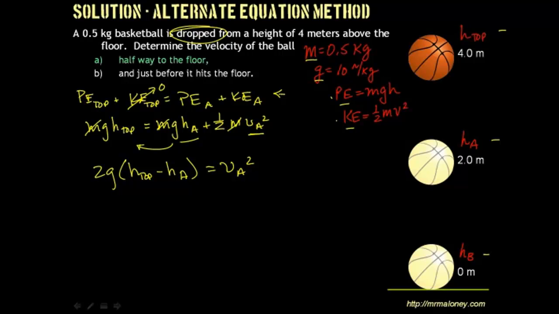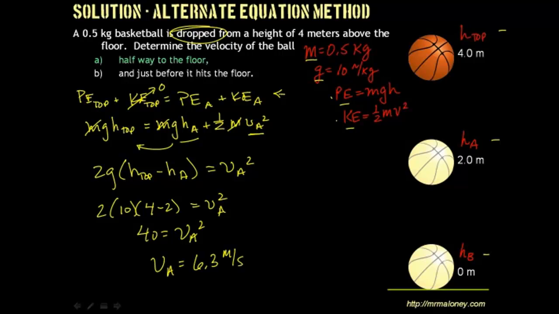We can now put in some numbers. 2 times 10 times (4 minus 2) equals the velocity at point A squared. This gives us 40 equals the velocity at A squared. And just like we did in part A using the table technique, we get the velocity at A is approximately equal to about 6.3 meters per second.